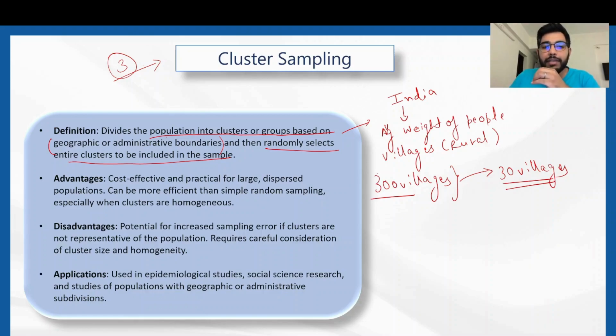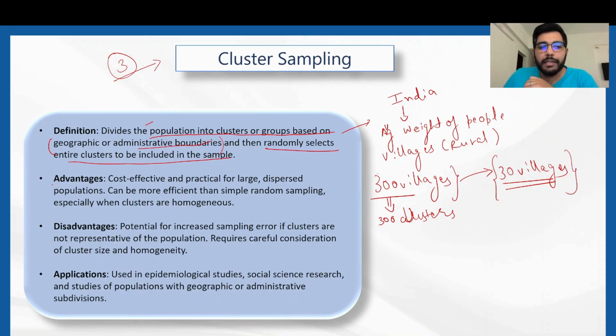The first thing mentioned in the definition is that we'll have groups based on geographic or administrative boundaries. We created groups, that is 300 villages, based on the geographic boundaries in India. Of those 300 villages, we randomly select entire clusters. These 300 villages are essentially the 300 clusters, right? Instead of selecting an individual person as we did in random or stratified sampling, we'll select the entire village as a cluster. We'll do a random sampling of 30 villages of the 300, which is known as cluster sampling.